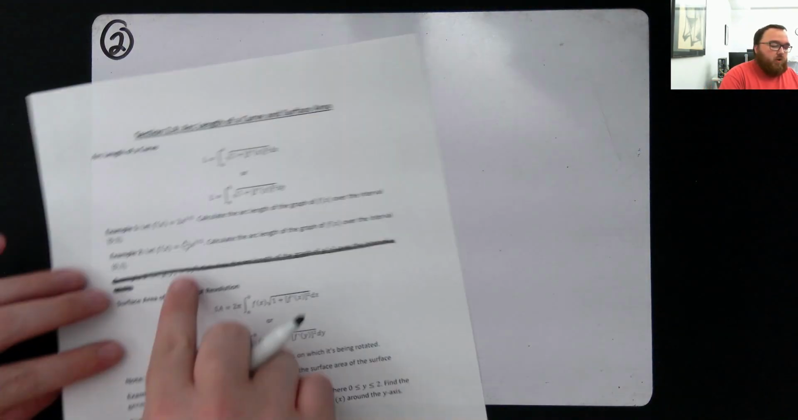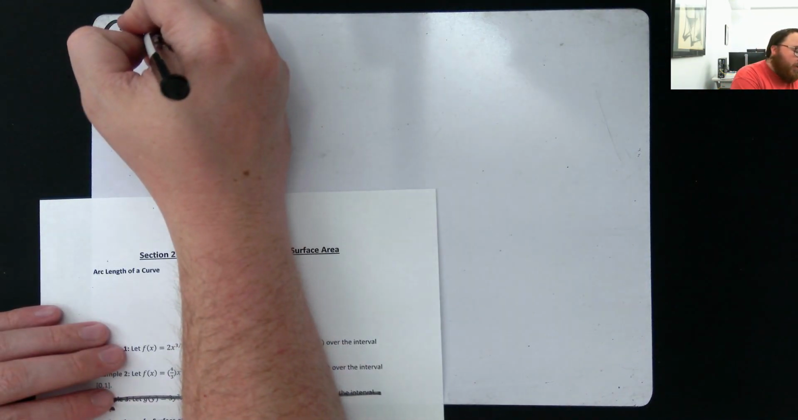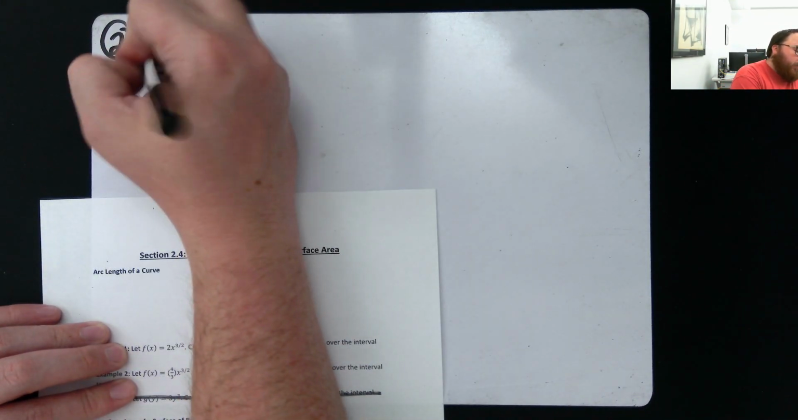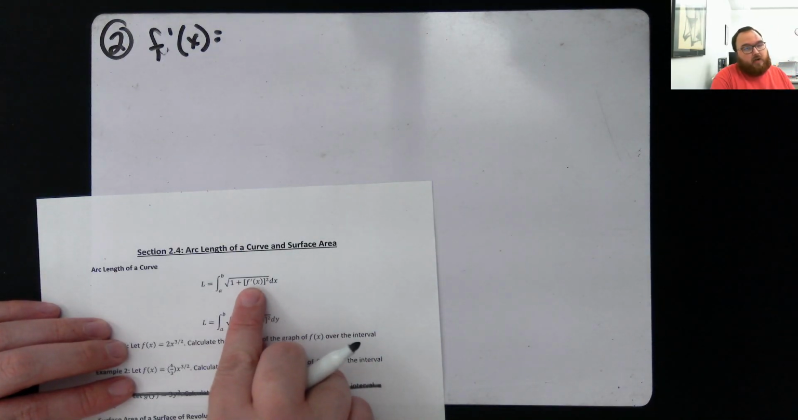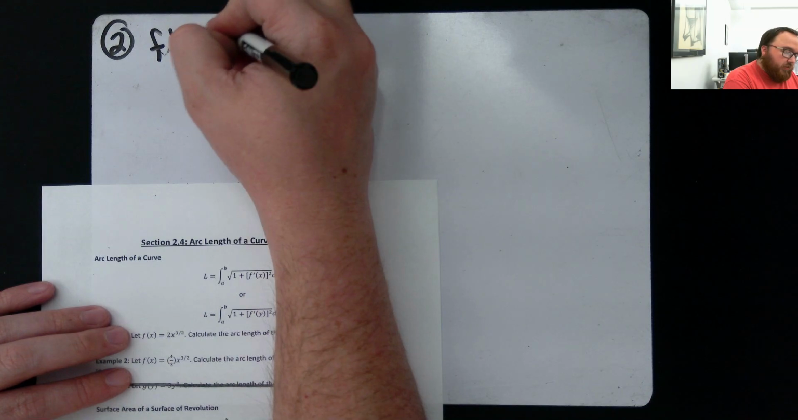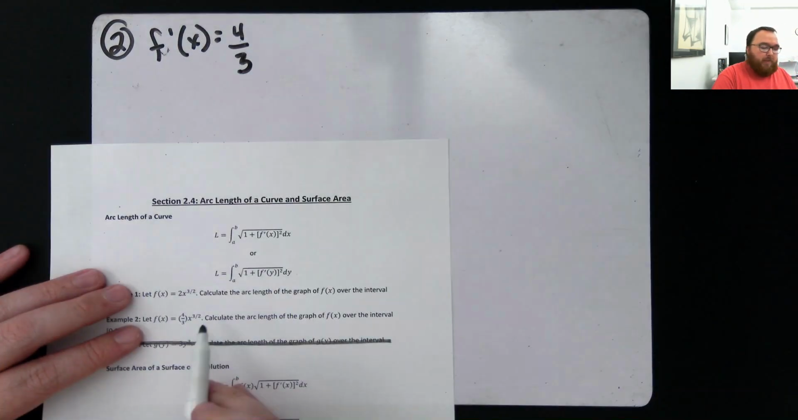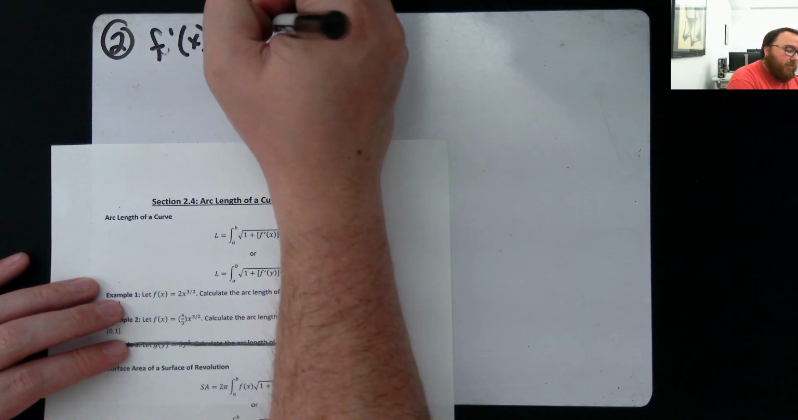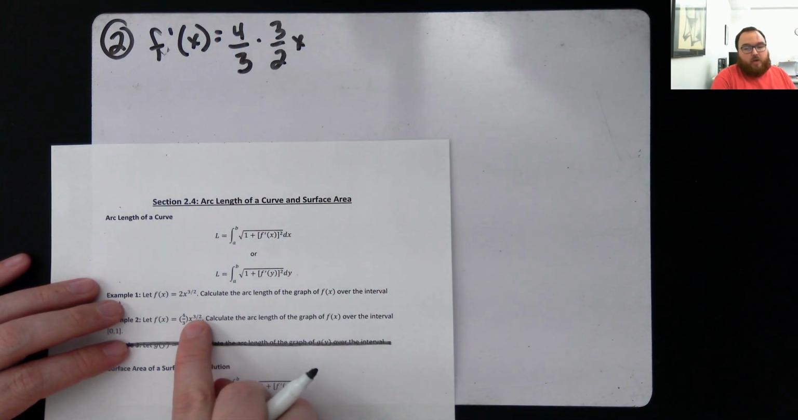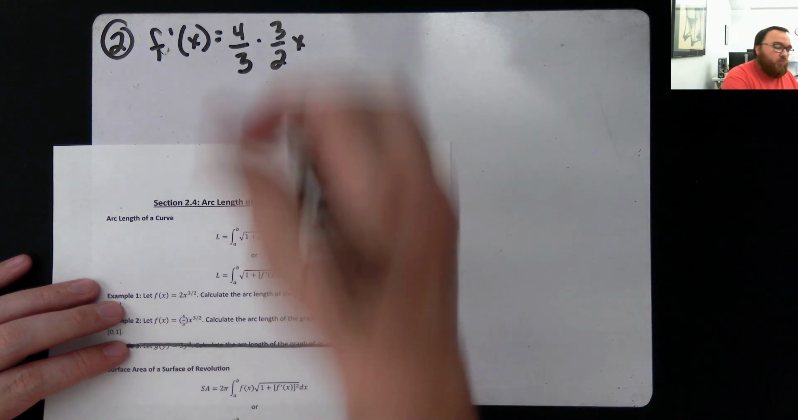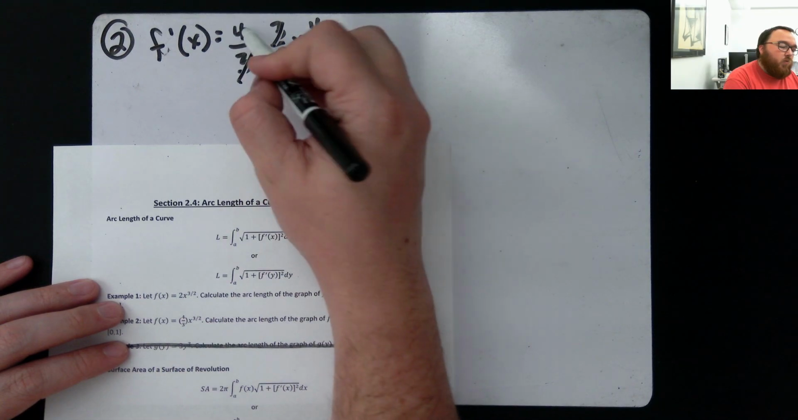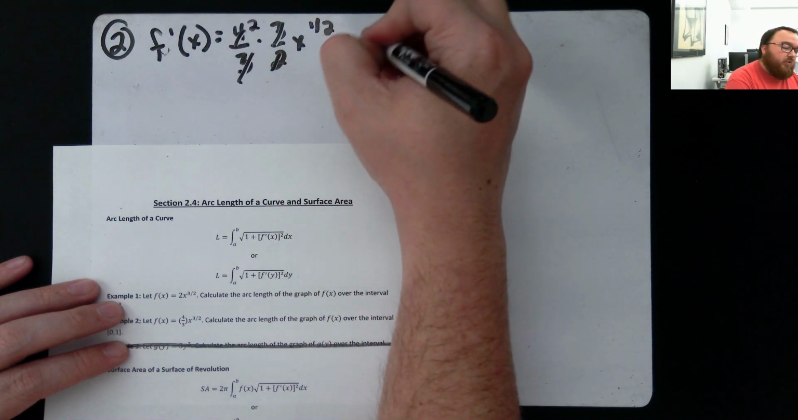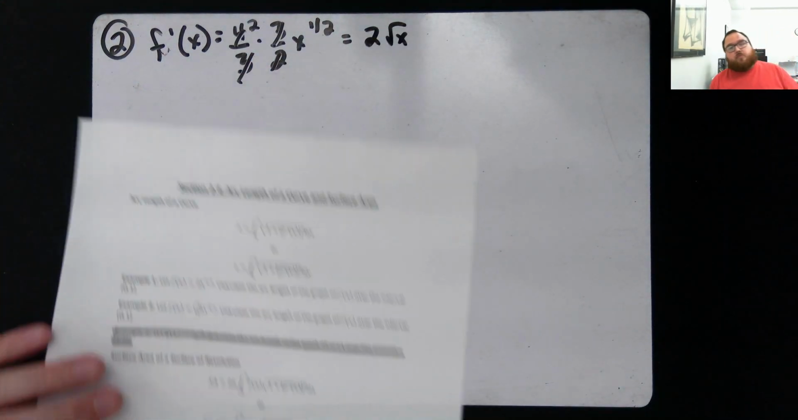The constant out front is going to stay, so 4/3 is going to stay out front when taking the derivative. Again, because I need it for this, right? I'm going to bring my power down, so bring the 3/2 down. X to the power of, decrease it by 1. 3/2 minus 1 is 1/2. The 3's cancel out here. 4 over 2 is just 2, so we get 2 square root of x.